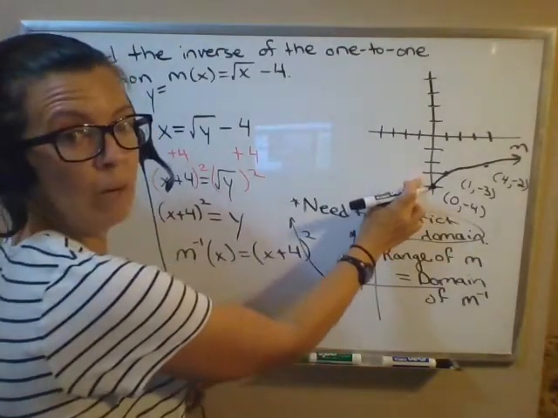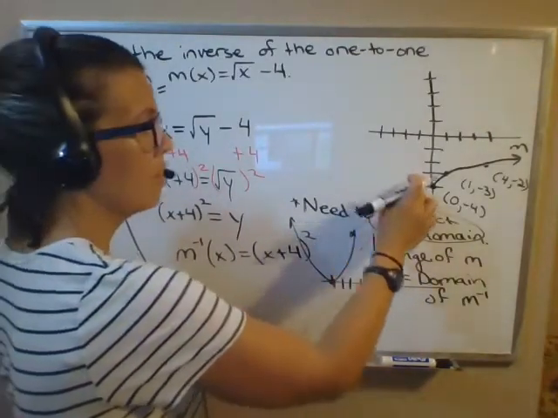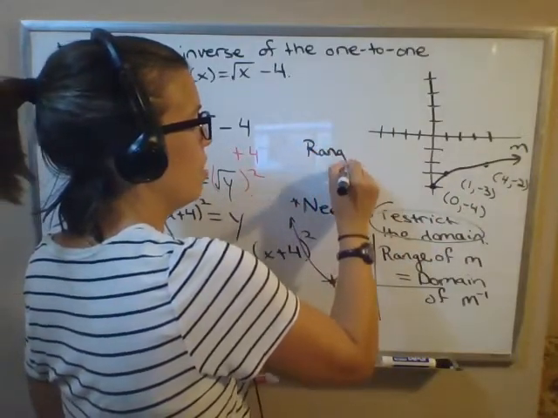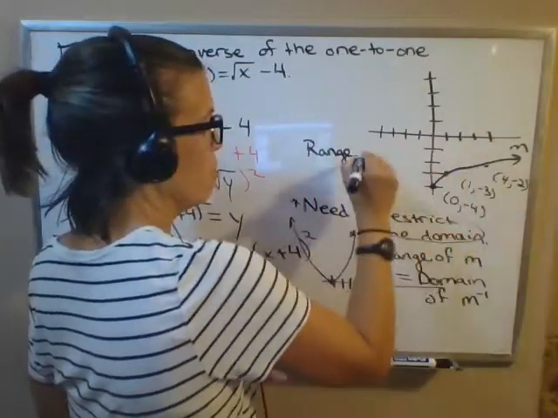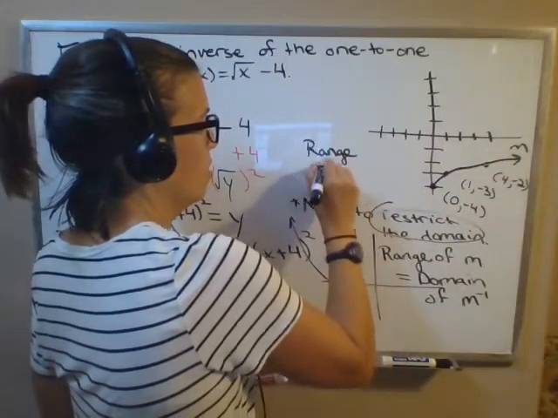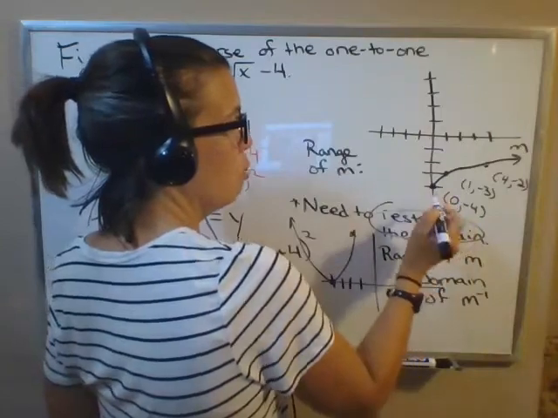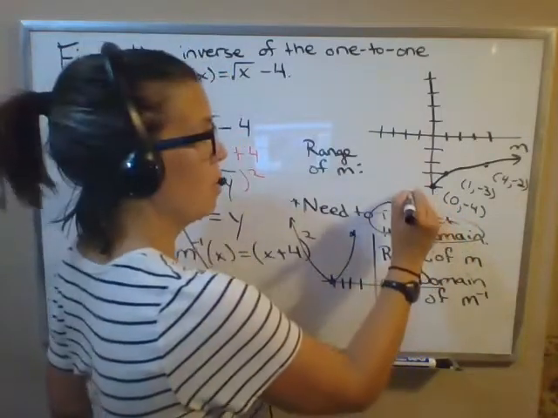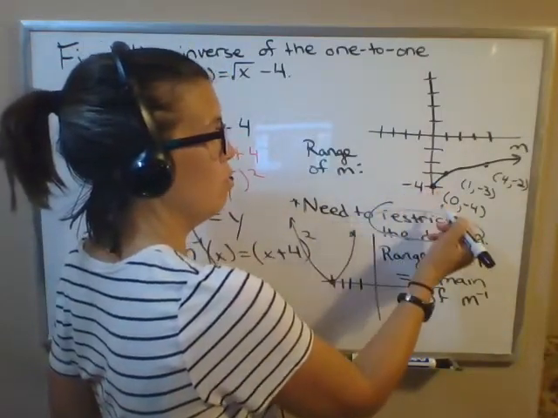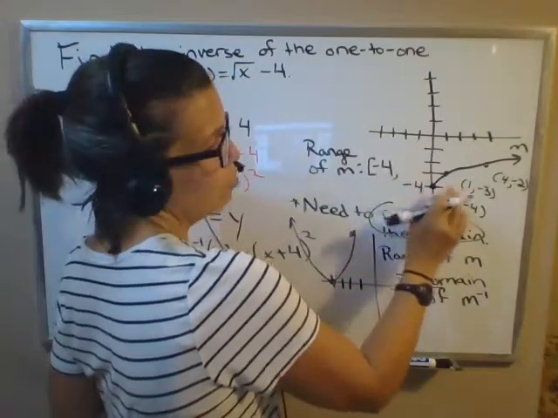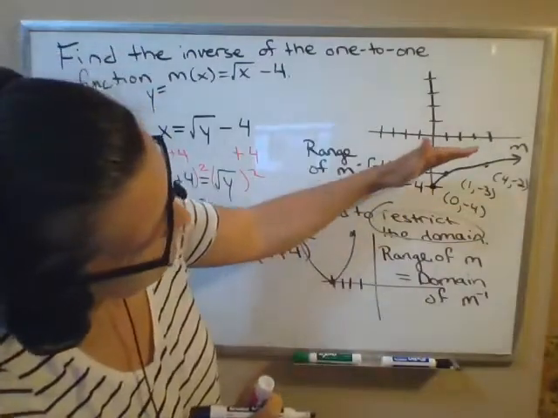Okay, so we can figure out what this restricted domain is for the inverse function by figuring out the range of the original function m. So range, remember, is the set of all y coordinates that are covered by this graph. So the range of m, if we use the graph, would be, think lowest y to highest y. The lowest y value included in this graph is negative 4.